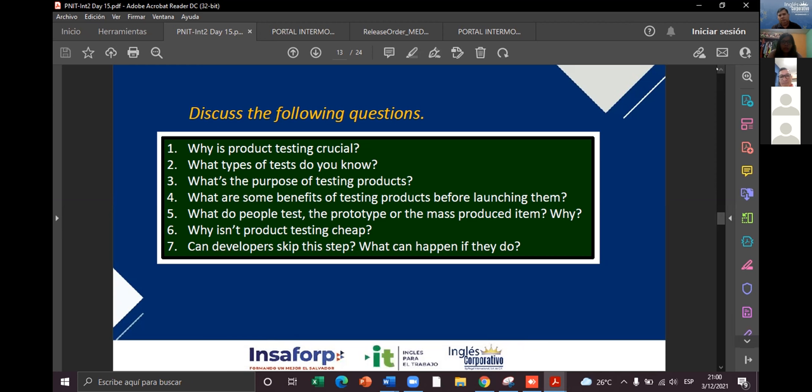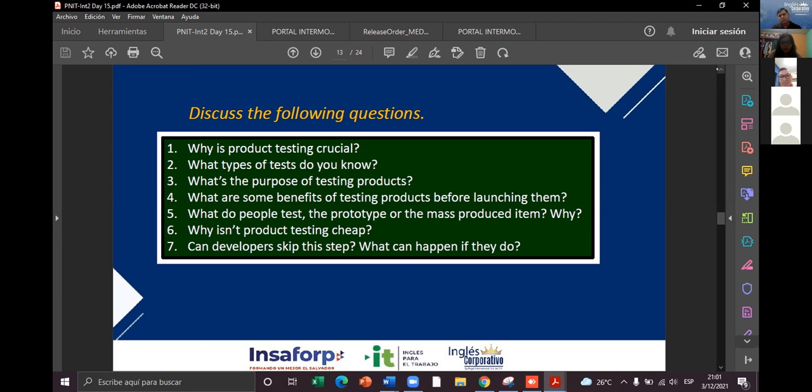Why is testing crucial? I think testing is very important because the companies can know the likes and dislikes for this product, and they provide all the information to take a decision to change the characteristics, to change the product, to improve the product.